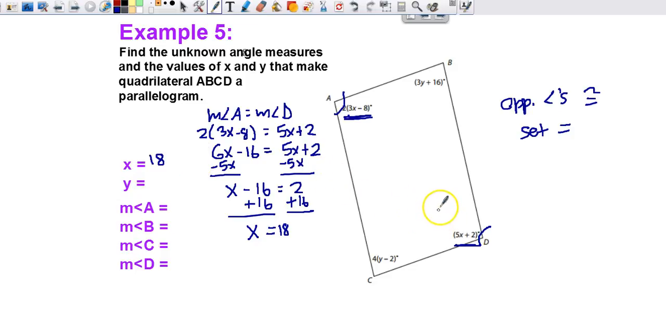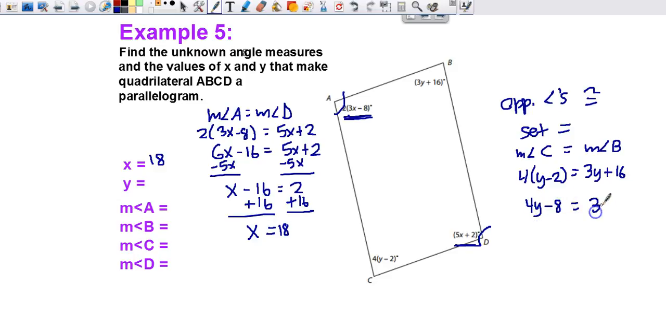Why don't you try y? Pause the video and tackle it yourself. See if you can get it, and then you can check my answer. So I'm going to say 4y minus 2 is equal to 3y plus 16. And that comes from the fact that measure of angle C is equal to measure of angle B. And it doesn't matter what order you write them. So that's going to be 4y minus 8 equals 3y plus 16.